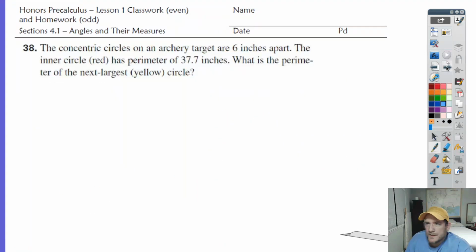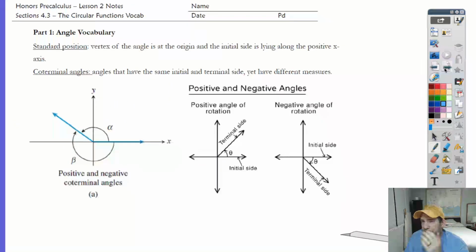Moving on. 38, I don't think I care. It's basically the same as 37. It's also even, so you don't have to do it, so I assume none of you will. And cat out of the bag, I don't think there's going to be a question about concentric circles on the quiz anyway. There'll be an arc length question, but it won't involve concentric circles, I don't think. So we can move on.